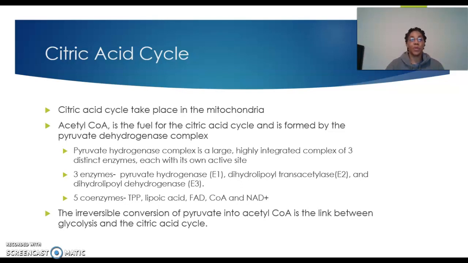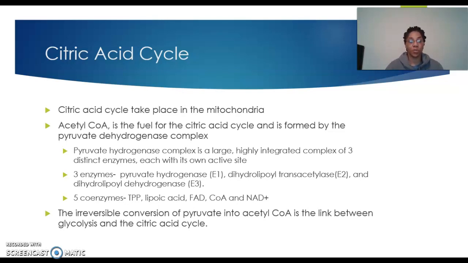So the three enzymes are pyruvate hydrogenase, which is E1. I'll say E1 from here on out. You have the dihydrolipoyl transacetylase, which is E2, and then you have the dihydrolipoyl dehydrogenase, which is E3. And those are the three enzymes. Then you have five coenzymes: TPP, which is thiamine pyrophosphate, lipoic acid, FAD, CoA, and NAD+.